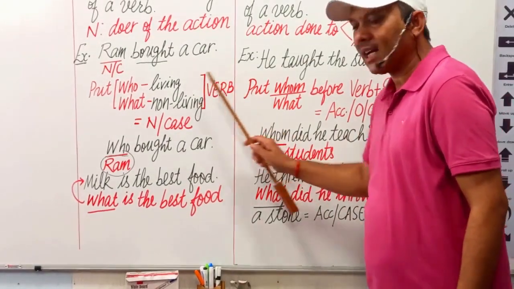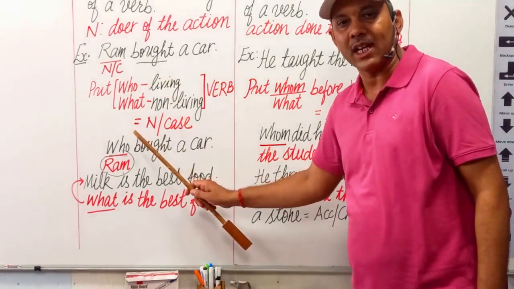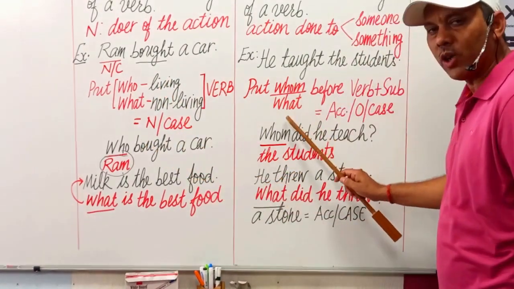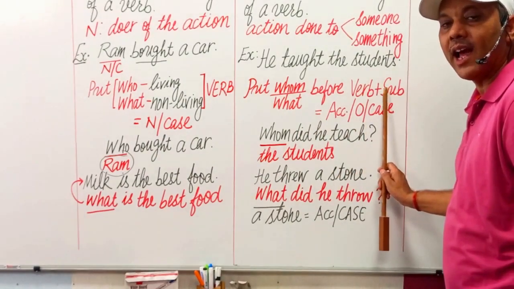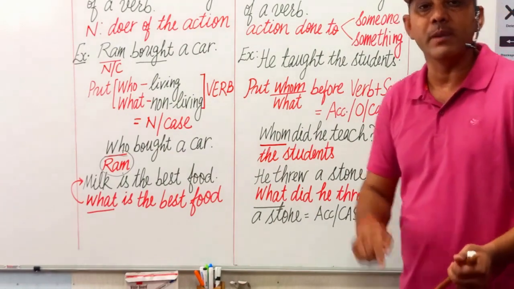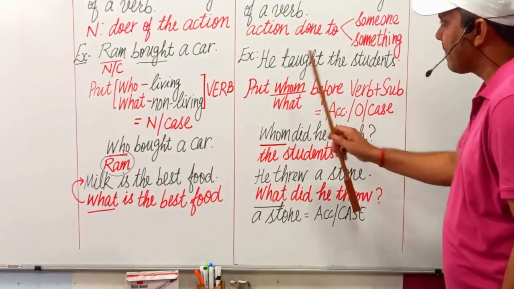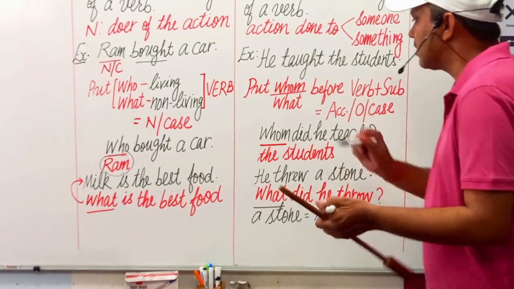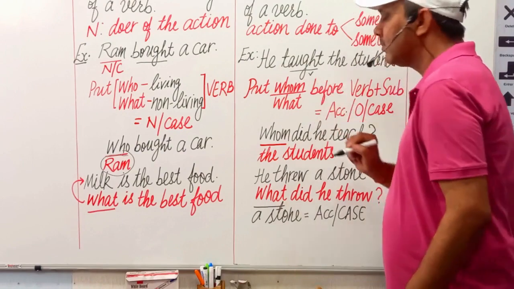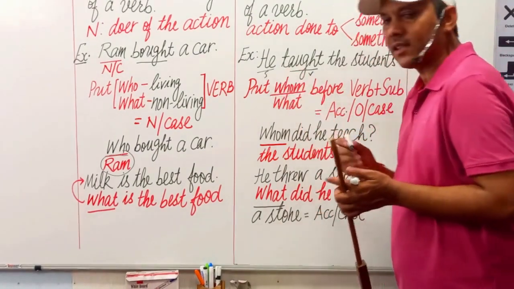यहां हमने किससे पहले रखा था who और what? verb से पहले, तो हमें सब्जेक्टिव केस मिला था. अब हम whom और what सब्जेक्ट प्लस वर्ब से पहले रखकर देखेंगे, and the answer we get will be the accusative case of noun. Let us take an example. He taught the students. Here verb is taught, and subject is he. This is subject.